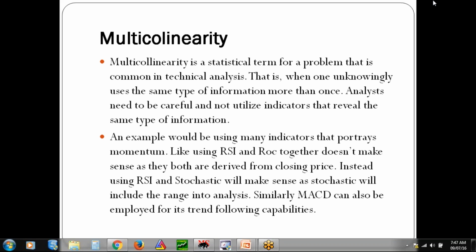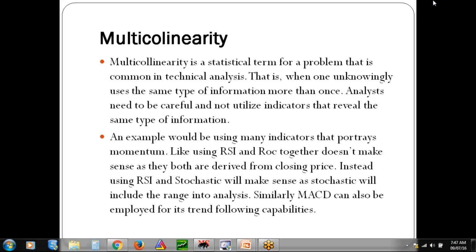So instead, using RSI and stochastics will make more sense, as stochastics will include a range in the analysis. Similarly, MACD can also be employed for a trend. Now what this means is that if you want to use multiple indicators, we should use indicators that are derived in a different manner. Suppose RSI is derived from the closing price of a price chart. Stochastic is derived from the range, that is, from the high and the low. The calculation is done taking the range into account. RSI is derived from the price.